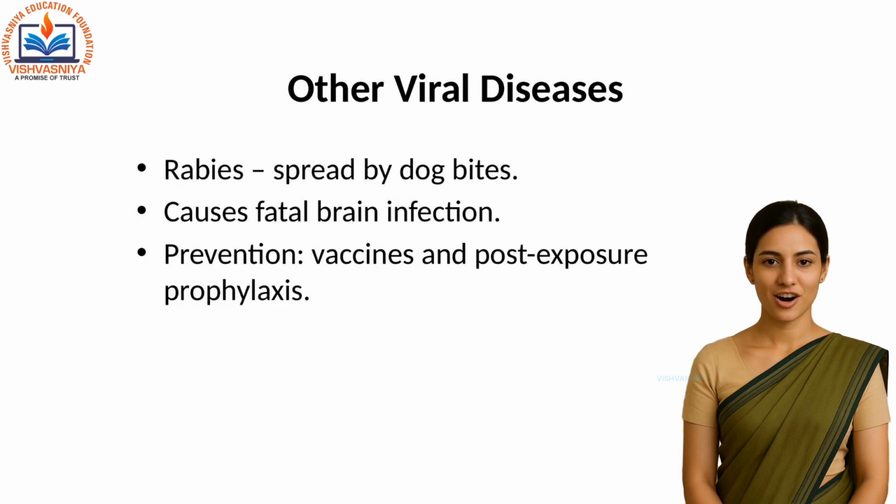Another important viral disease is rabies, also called hydrophobia. It is transmitted through the bite of an infected animal, usually a dog. The virus travels along nerves to the brain, causing fatal encephalitis. Symptoms include severe throat spasms and fear of water. Prevention includes vaccination of pets and post-exposure prophylaxis (PEP) for humans after an animal bite.